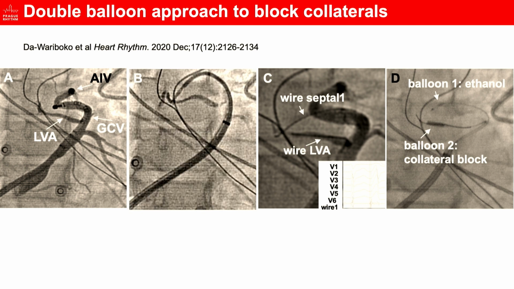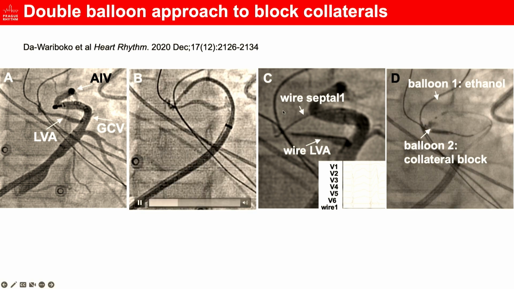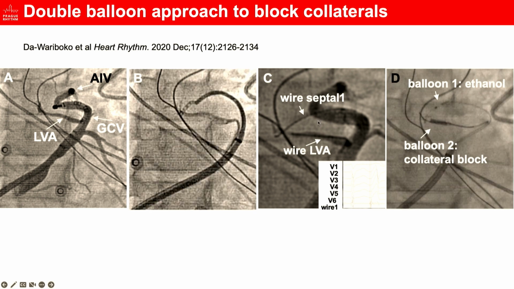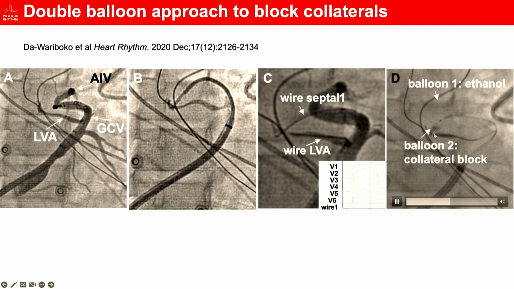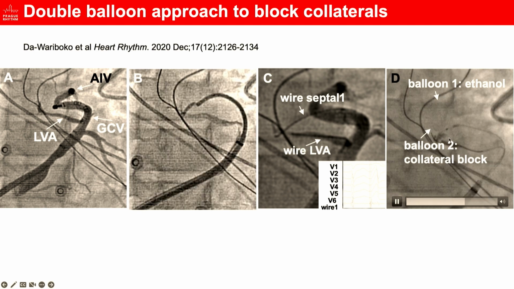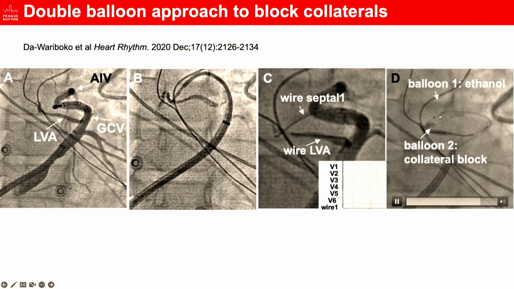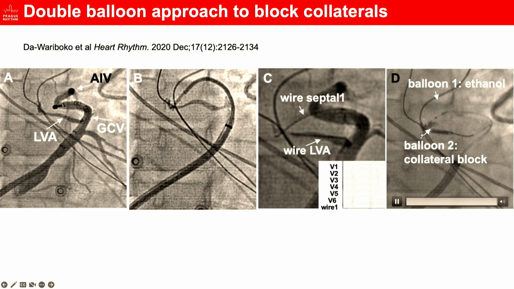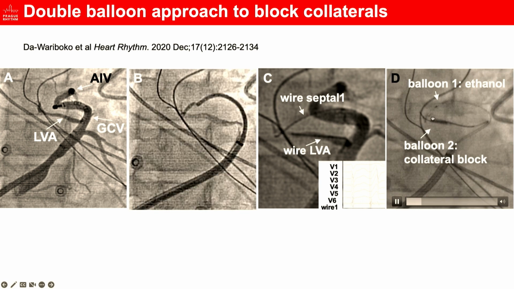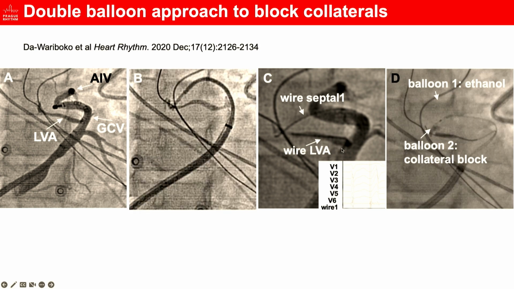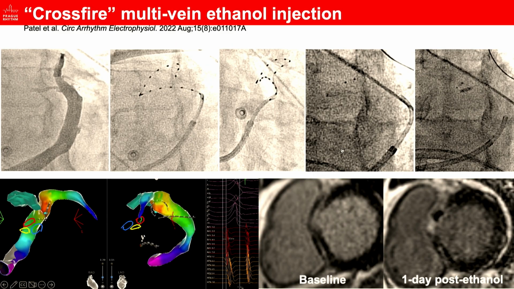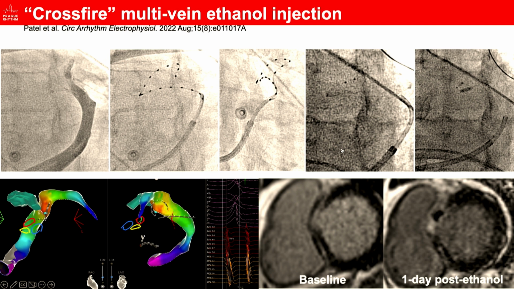So what we did in this scenario is we put a second wire in the annular vein, have a first wire in the first septal, we put a balloon in the annular vein to block collateral flow, and then deliver ethanol to the balloon in the first septal. You can see now we get staining regionally in the area that we targeted without shunting back to the coronary sinus.